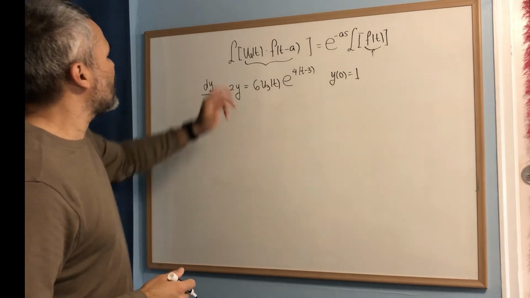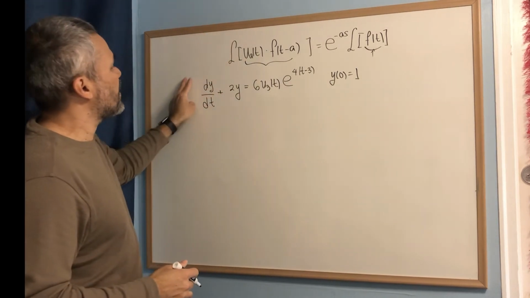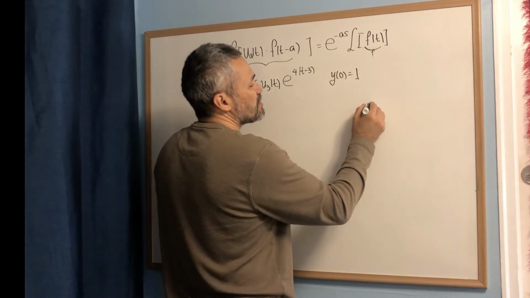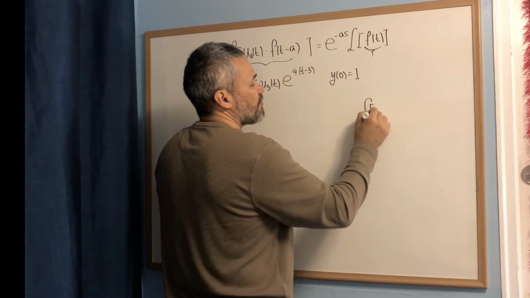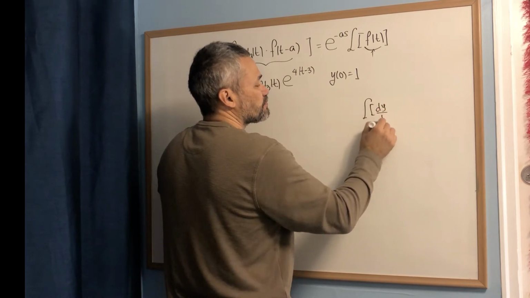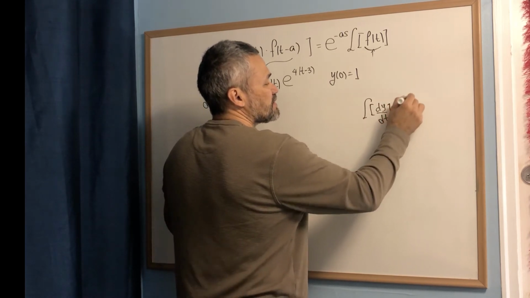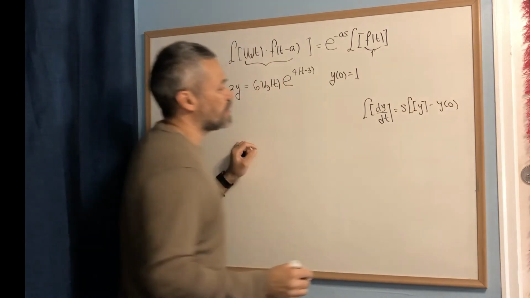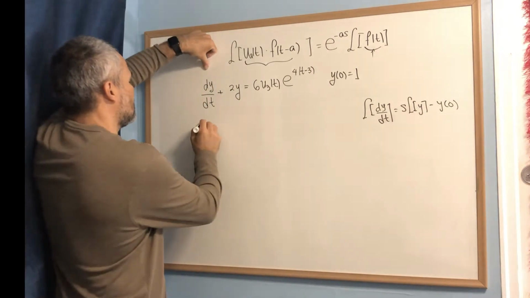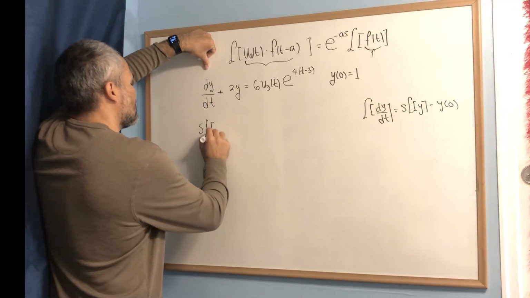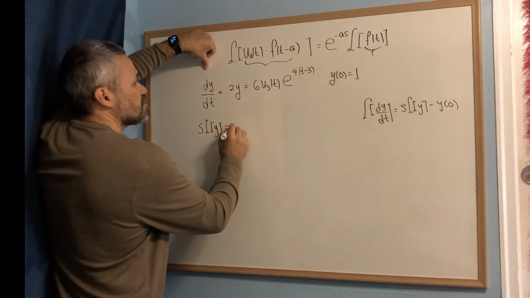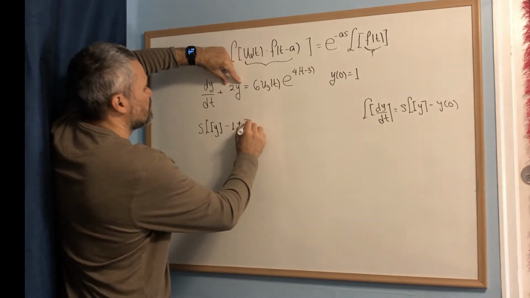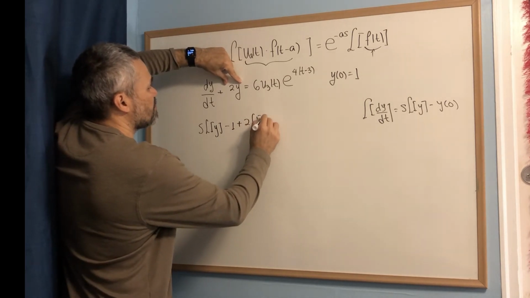Okay, as always, we start by applying the Laplace transform on the left and on the right. Remember that we will be using this formula: the Laplace transform of the derivative of a function is just s times the Laplace transform of y minus y of 0. Then here we get s times the Laplace transform of y minus y of 0, which is 1, plus 2 times the Laplace transform of y.